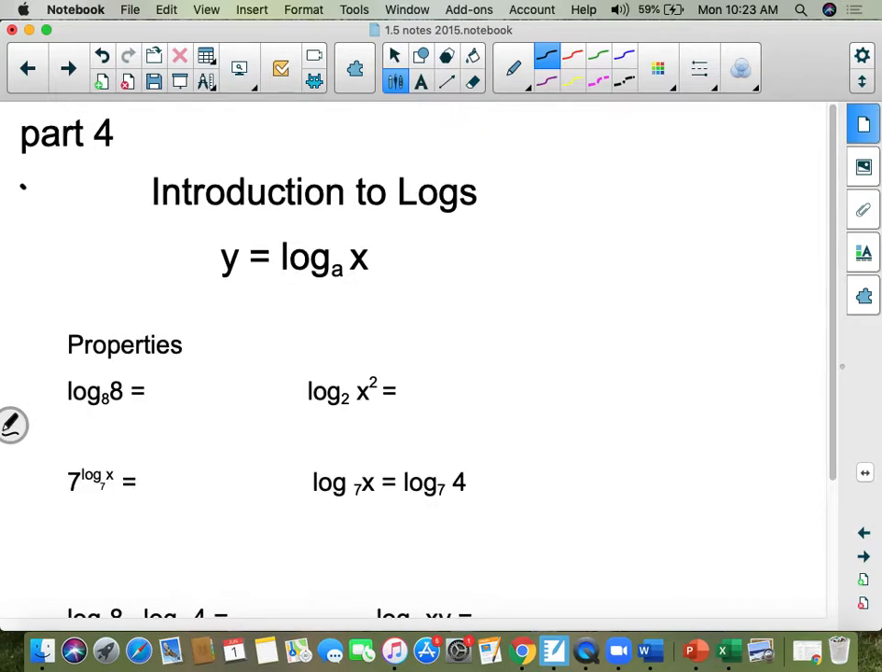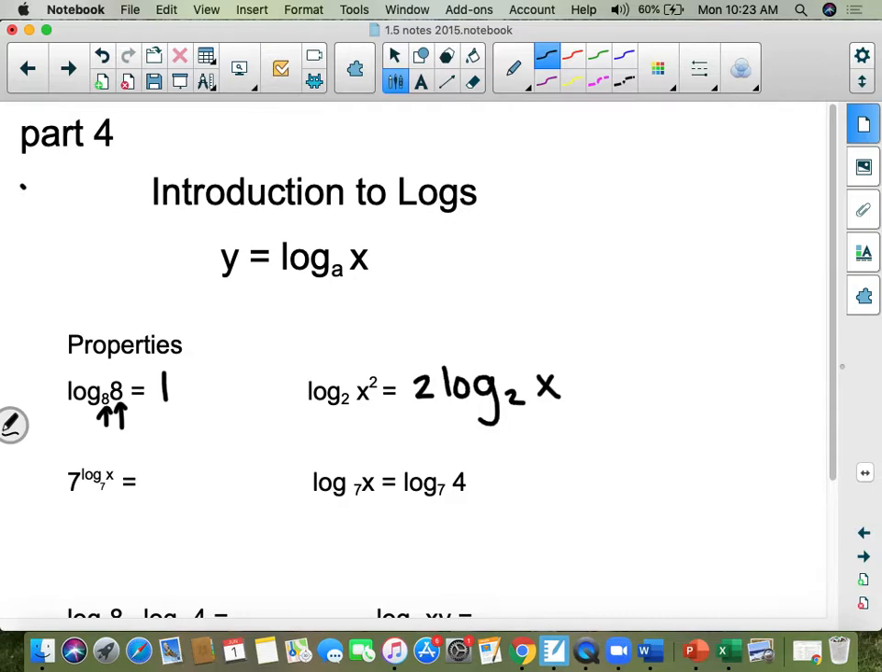Okay, now we're going to get into logs very quickly. We're just going to review logs because that deals with the inverse. The inverse of an exponential equation is a log, you guys. I'm hoping you know that. So these are the properties. If these two are the same, it equals 1. You can take this little 2 and put it out in front. It's 2 times the log of base 2 of x.